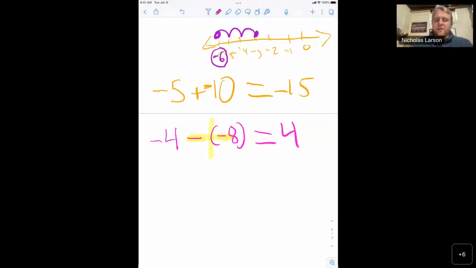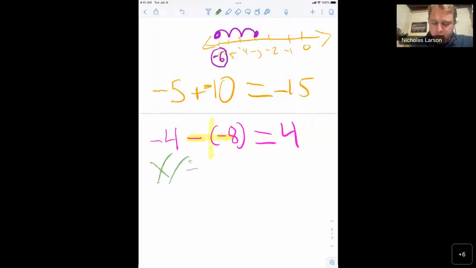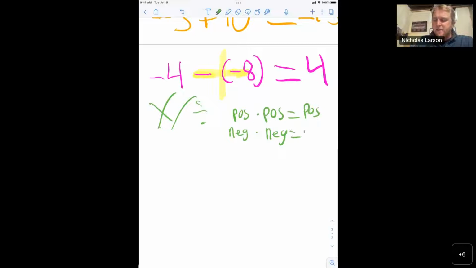Similar for when we multiply and divide, but there's a couple extra rules, okay? So when we multiply and divide, things are a little bit different. Basically, multiplying and dividing, the two rules work together. If you have the same things, if I take a positive times a positive, it's going to equal a positive. And if I take a negative times a negative, those two negatives are going to cancel out, and I'm going to be left with a positive.